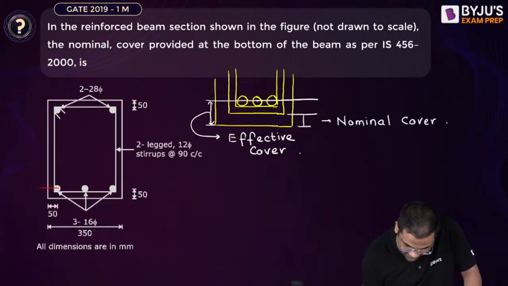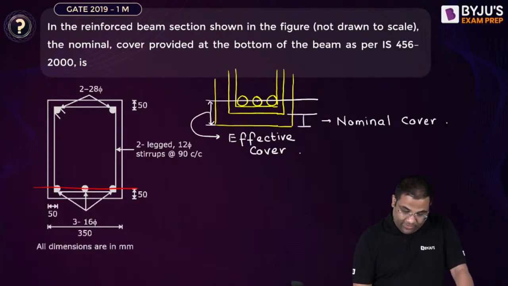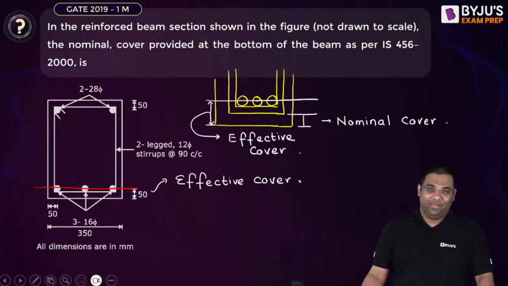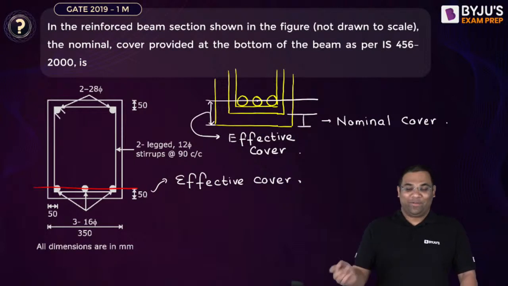You can see it is from the center. So this is the effective cover given. If nominal cover were given, then why would they have asked it in the question? So they are asking for the nominal cover, which means the effective cover is given.